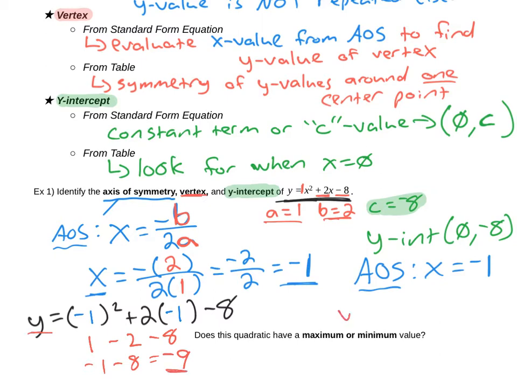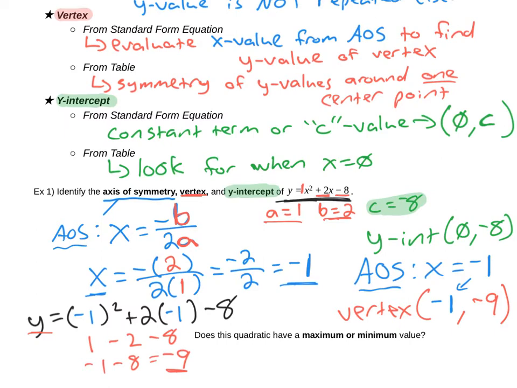We could have actually written half the vertex earlier because we already knew the x value of the vertex. The x is -1. That was going right there. We just evaluated -1 to get the -9 y value of the vertex.